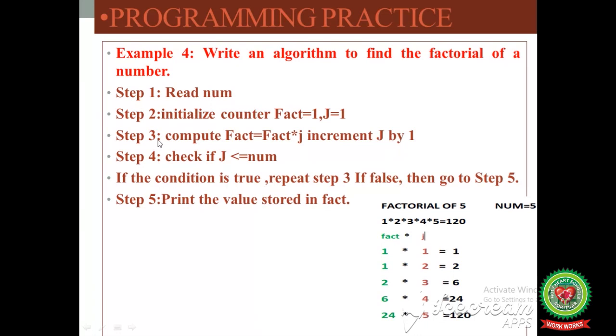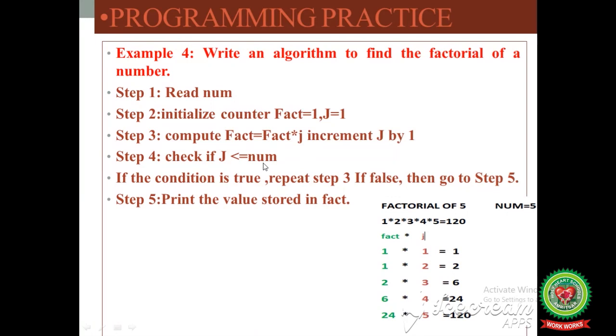Step 3 is compute fact is equal to fact multiply j. Now the value of fact is 1, so take 1 multiply the value of j is 2, so 1 multiply 2 is equal to 2. So then we have to increase the value of j by 1. Now the value of j will be 3. So check the condition and repeat these steps till the condition will be not true. So suppose the value of j is 6. 6 less than equal to num.